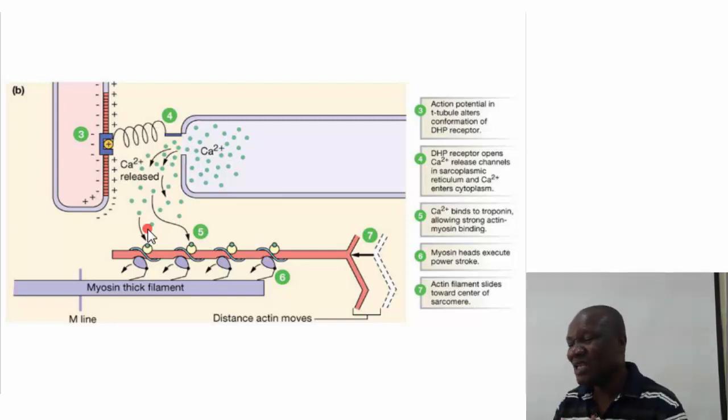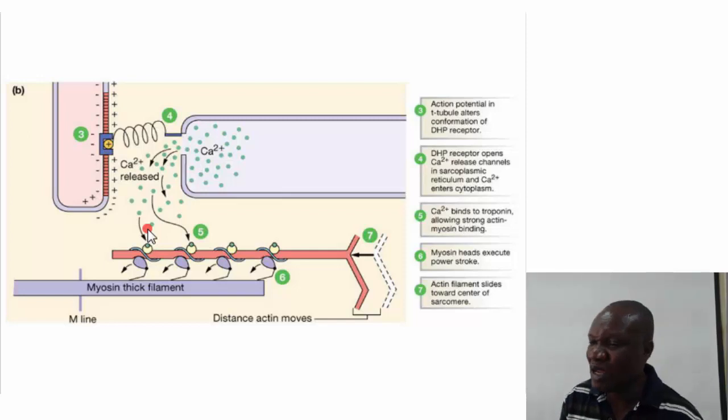We've seen the excitation. Now the excitation-contraction coupling, which is how excitation would initiate contraction. So now we have calcium being released into the sarcoplasm. Now the calcium that is released into the sarcoplasm will bind to troponin C.